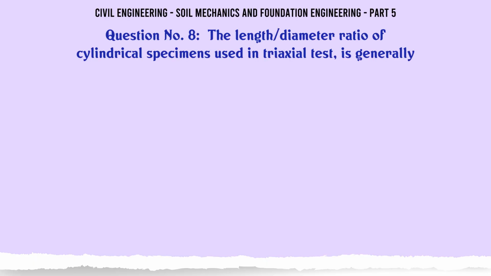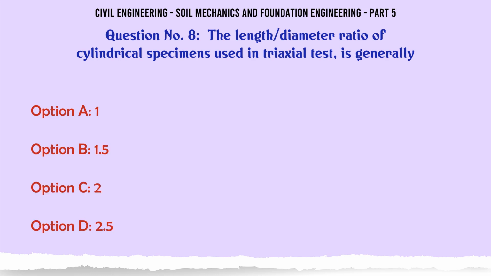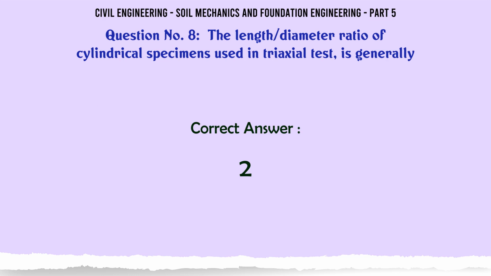The length-diameter ratio of cylindrical specimens used in the triaxial test is generally: A. 1. B. 1.5. C. 2. D. 2.5. The correct answer is 2.